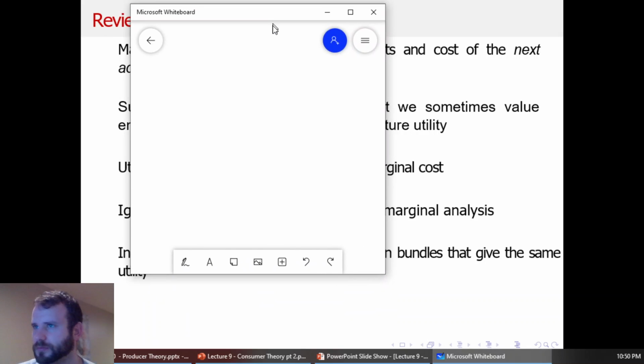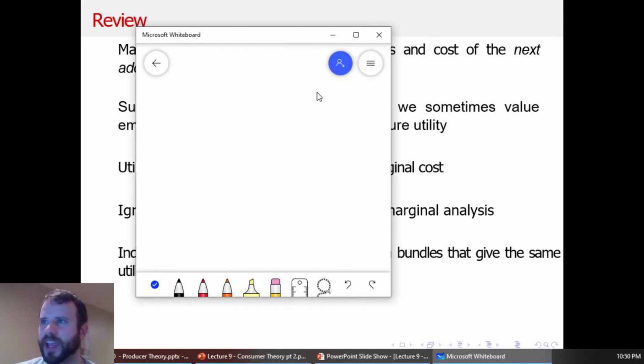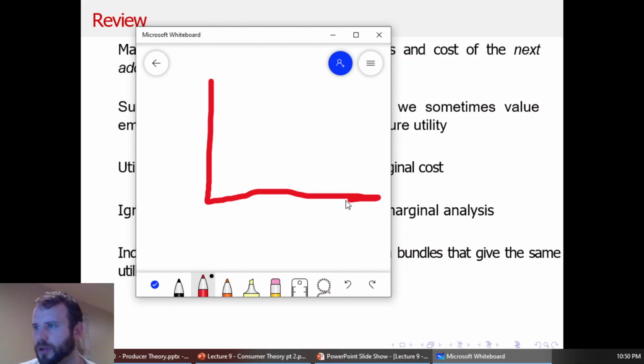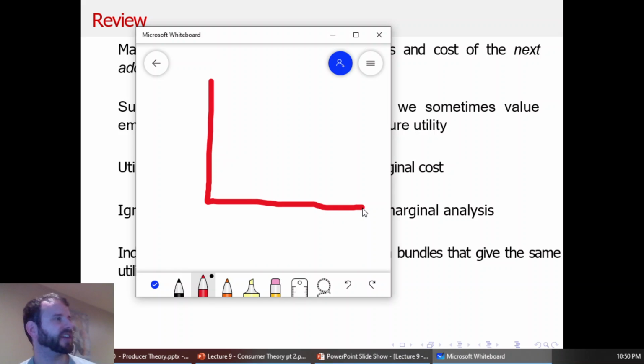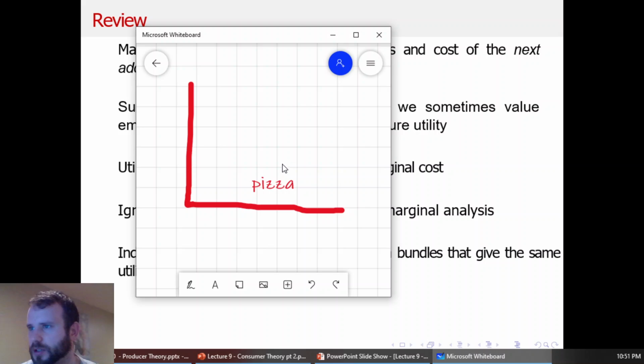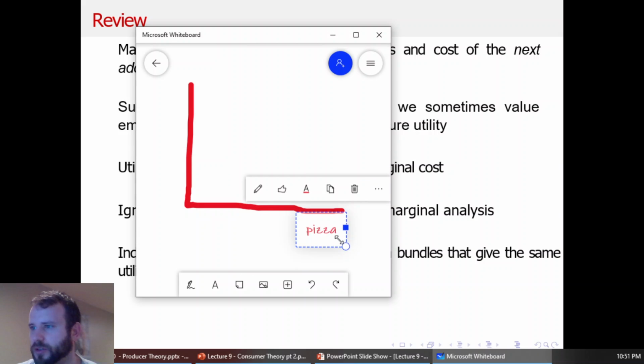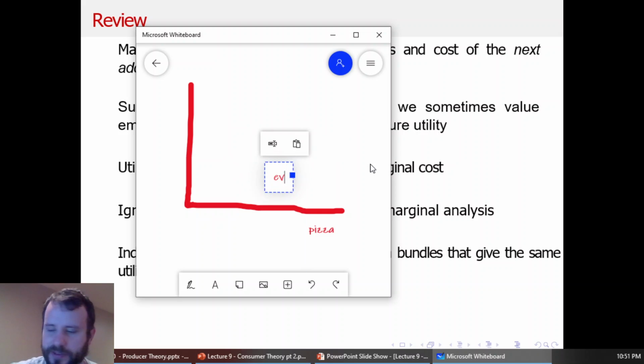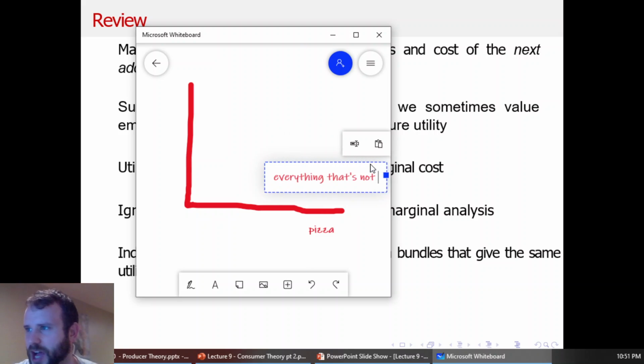Okay. So if I have an axis here, okay. Geez Louise, I need to take a drawing class. All right, so I have an axis here, and I have a consumption bundle. Let's say the consumption bundle is, on one hand, I have pizza. Let's say pizza's on the X here. And on the other, I have everything that's not pizza.